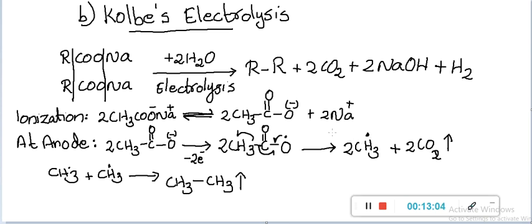Then the final step is dimerization reaction of free radical. 2 moles of CH3 radical getting combined or dimerized into our ethane. So ethane will evolve at anode.